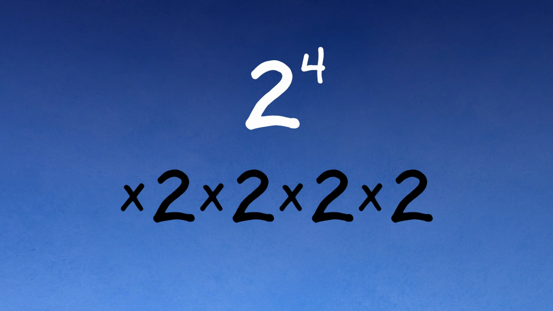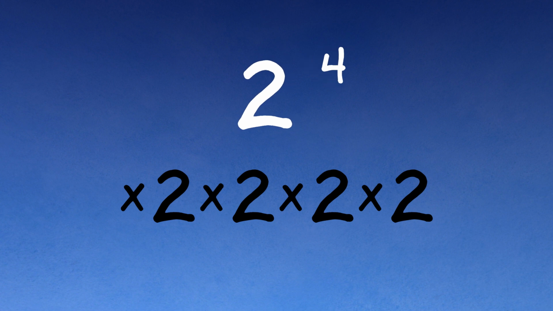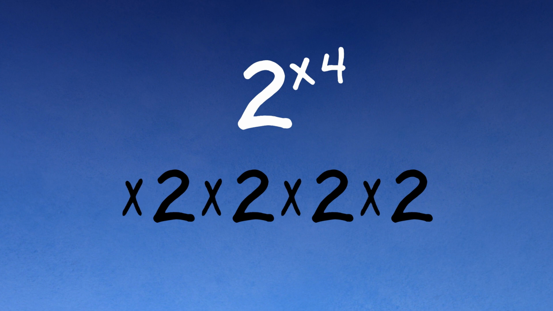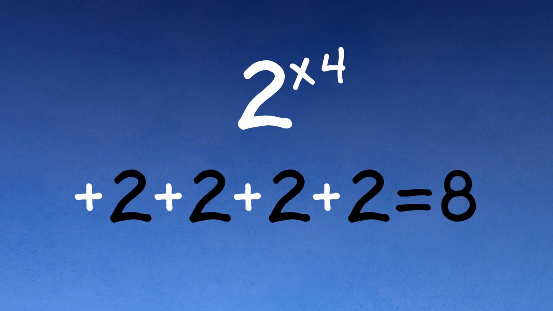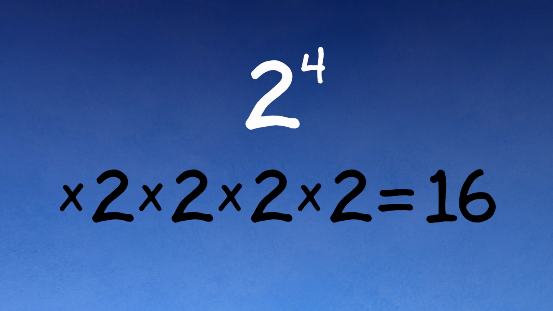It's the exact same thing as saying 2 times 2 times 2 times 2, just in a much more convenient way. Now don't misunderstand this and think that it's describing 2 times 4. 2 times 4 describes 2 being added together 4 times, which equals 8. What the exponent describes is 2 times itself 4 times, which equals 16.